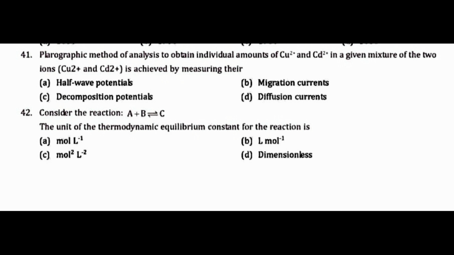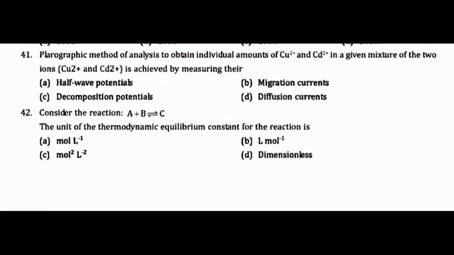Question number 41. Polarographic method of analysis obtained individual amounts of Cu2+ and Cd2+ in a given mixture. Estimation of the two ions is achieved by measuring their: option A, half-wave potentials; B, migration currents; C, decomposition potentials; D, diffusion current. What is the correct answer? Here option D is the correct answer.